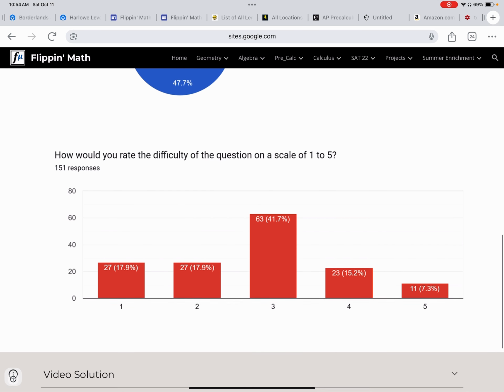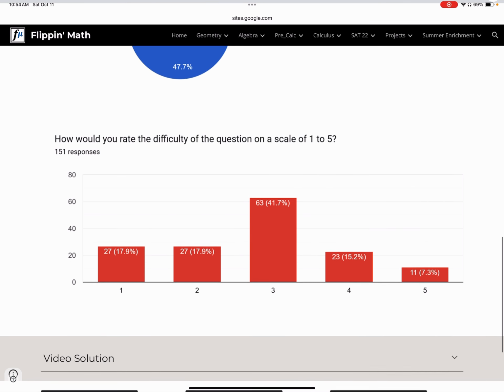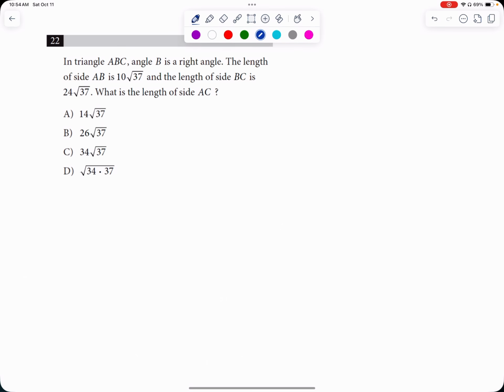And then finally, we thought this was a mid-level question here. 63 people saying that it was about medium. 3 is skewed a little bit towards the easier side. All right, let's dive right into the solution here.